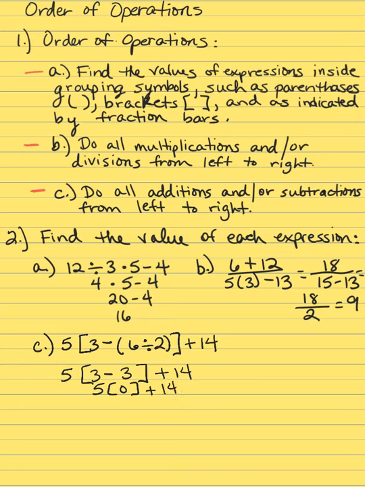Okay, 5 being stuck to the brackets with a 0 inside of it. Remember, this represents multiplication. Anytime a number is stuck to parentheses or a bracket or another letter, a variable, that means multiplication. So you know you've got to multiply before you can add. So 5 times 0 is 0. And then last step will be to add 14.